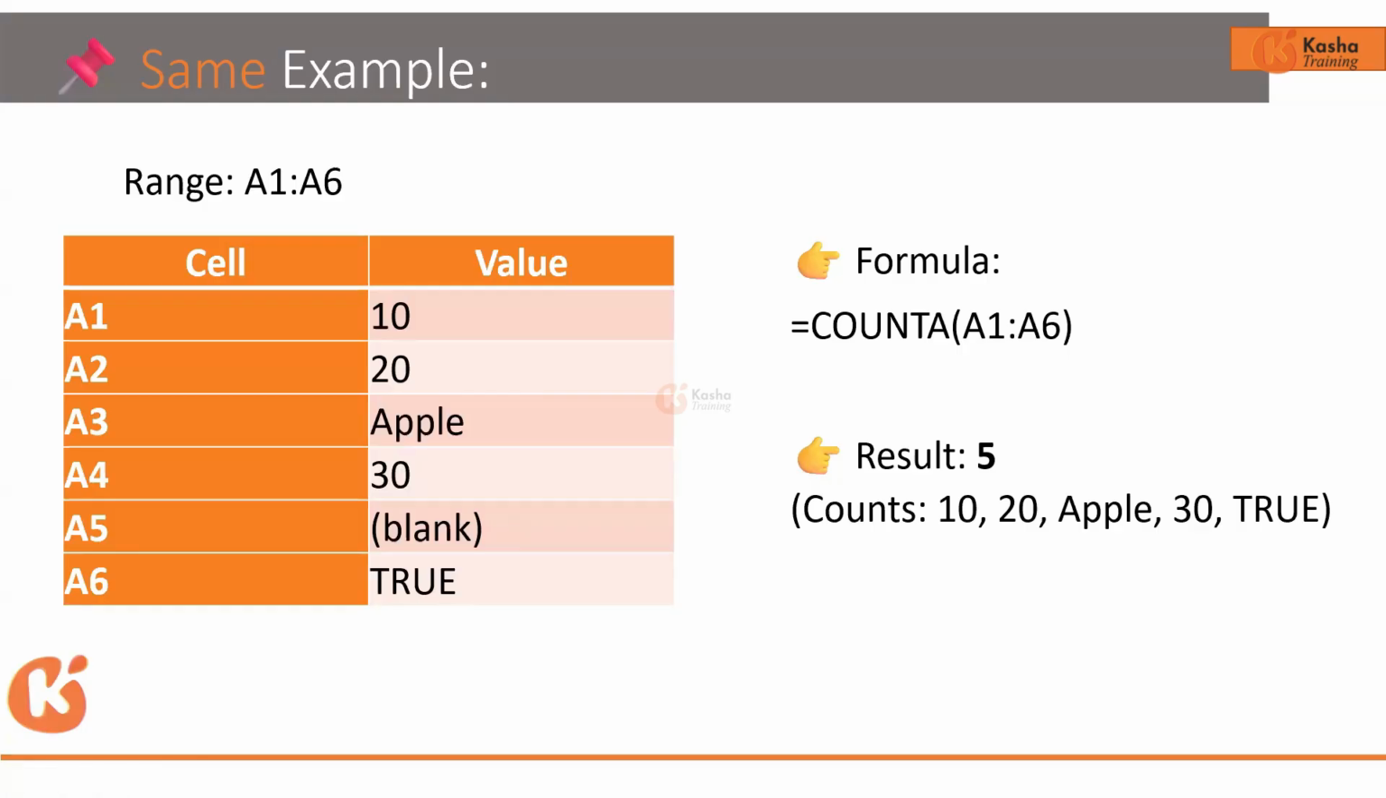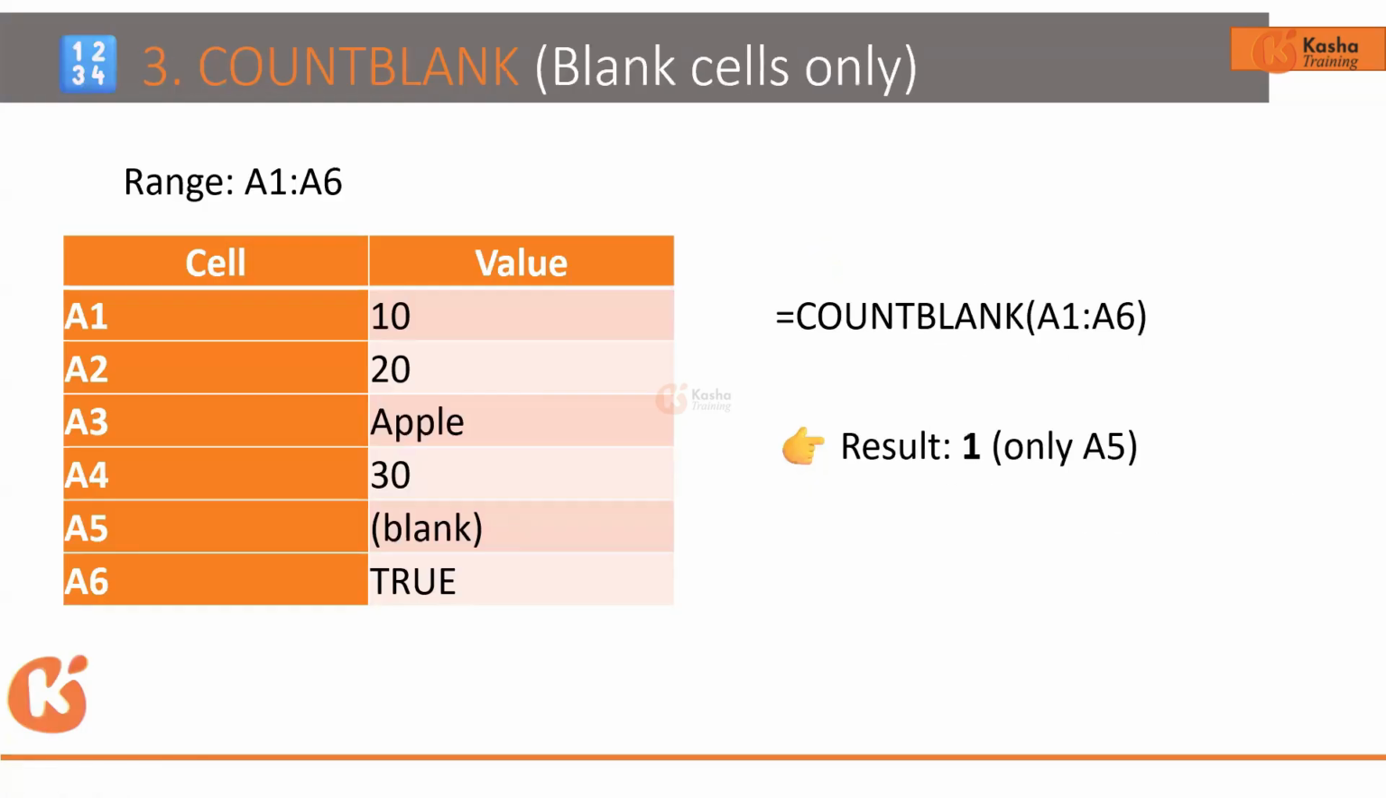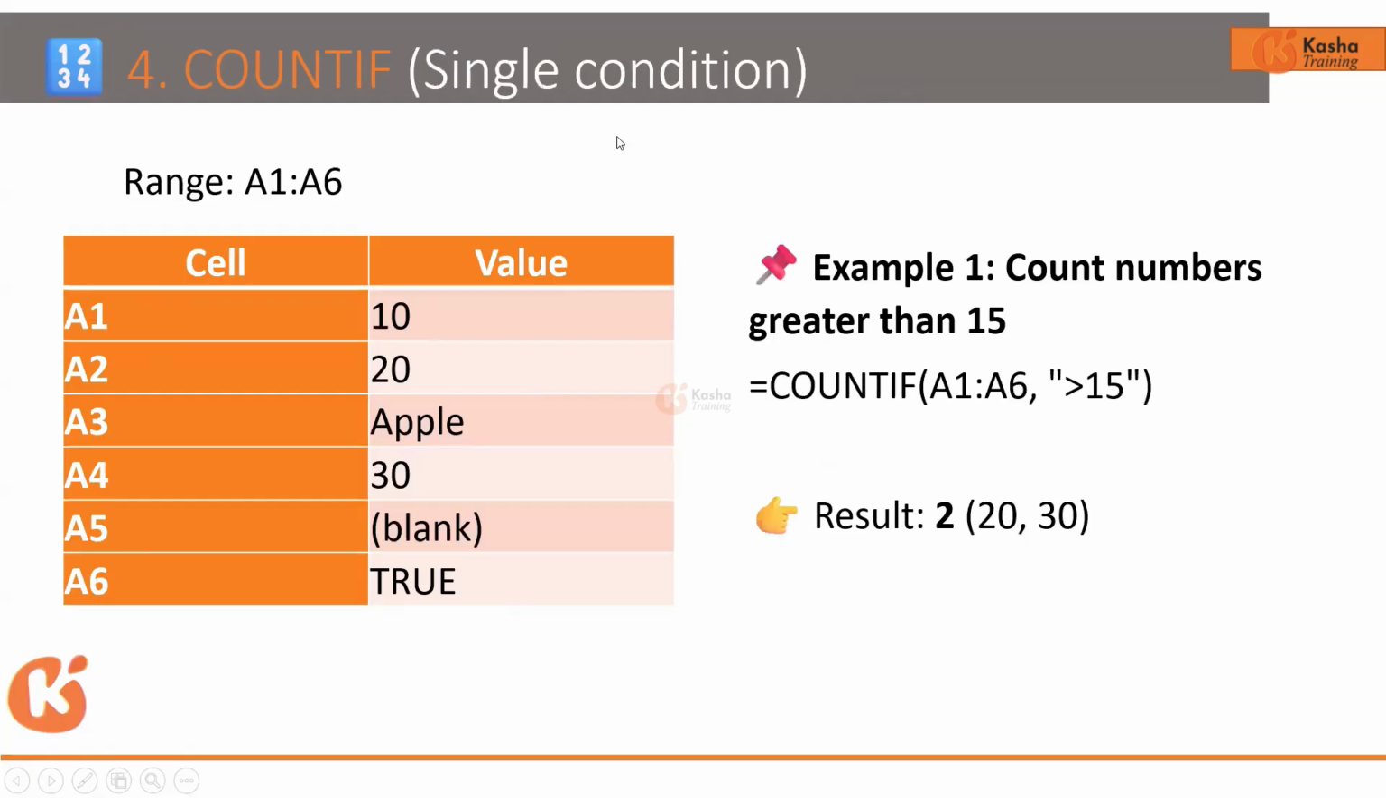Now let's see some different variations of count. Now we have COUNTBLANK. COUNTBLANK only counts the blank cells. Again with the same example, you can see cells A1 to A6 have all these values. Now it will count only the blank cells. If you give this formula, you can see the result is 1 because A5 is the only cell which is blank. So COUNTBLANK only counts the blank cells.